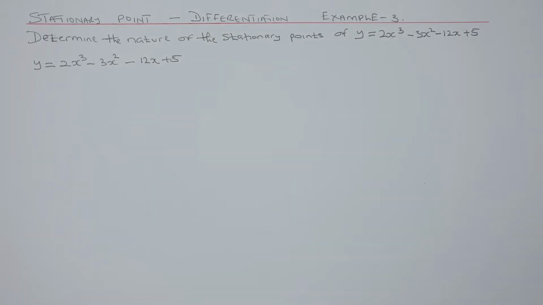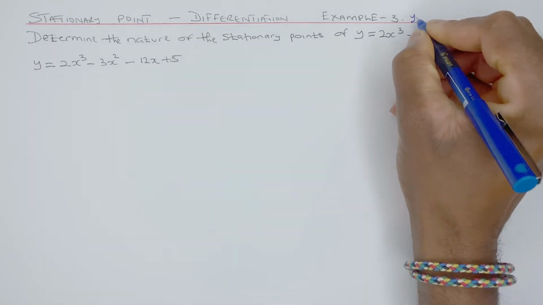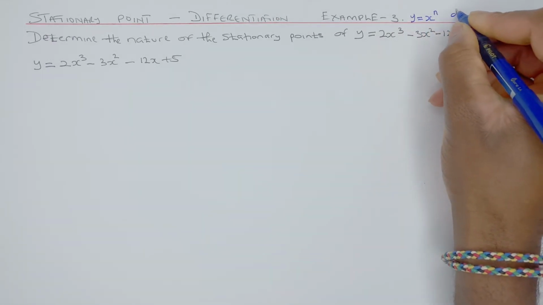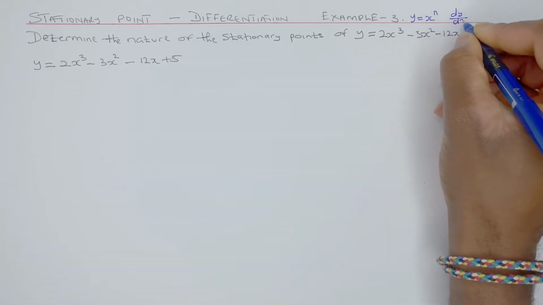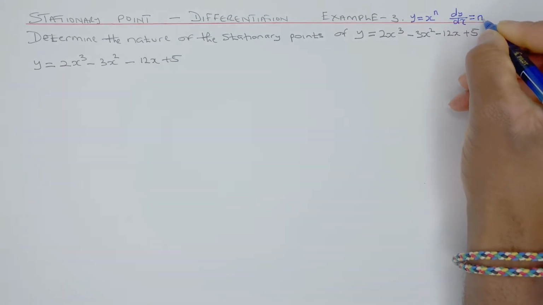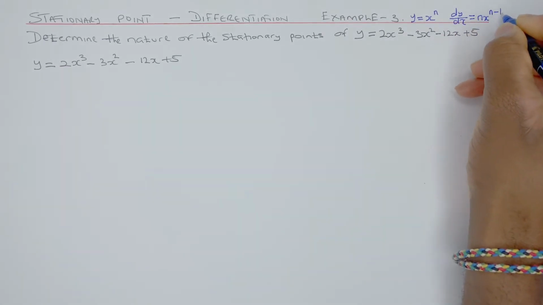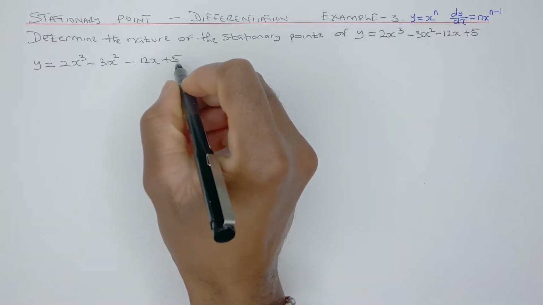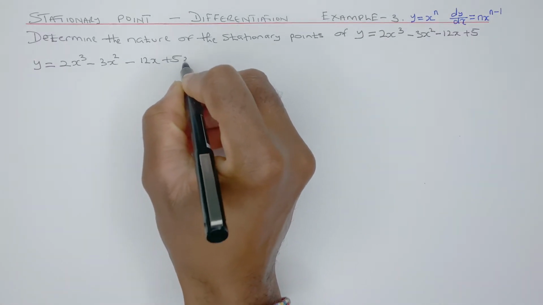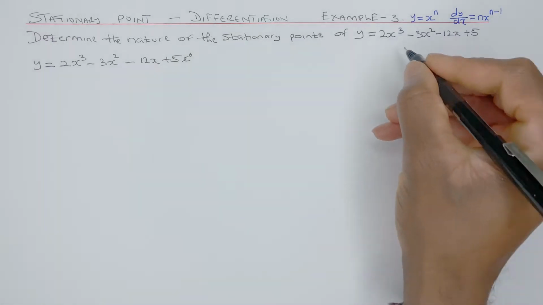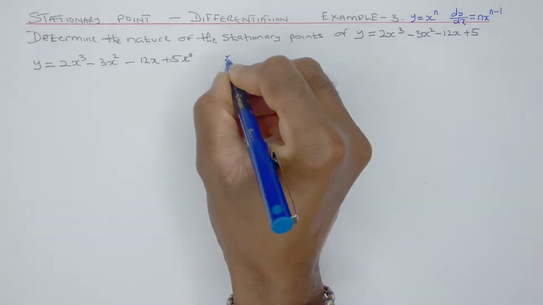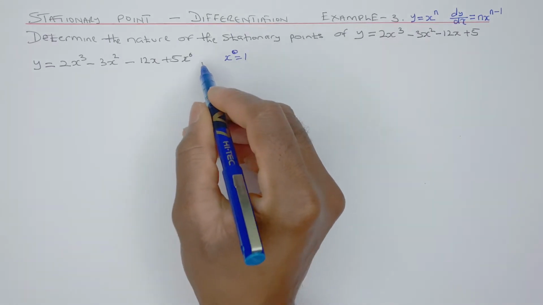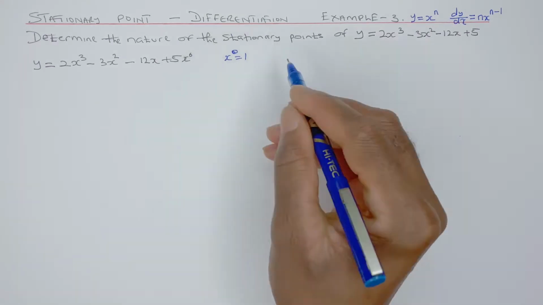In order to differentiate, we want the function to be in the form of x to the power of n. Therefore, dy/dx equals n x to the power n minus 1. So these are all in the same form except 5. 5 here is 5 times x to the power 0, because x to the power of 0 equals 1, and 1 times 5 is 5.